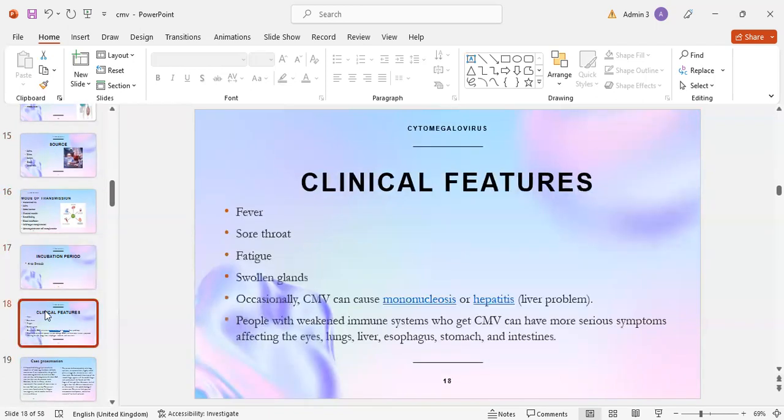Clinical features: fever, sore throat, fatigue, swollen glands. Occasionally, cytomegalovirus can cause mononucleosis or hepatitis. People with a weakened immune system who get CMV can have more serious symptoms affecting the eyes, lungs, liver, esophagus, stomach, and intestine.